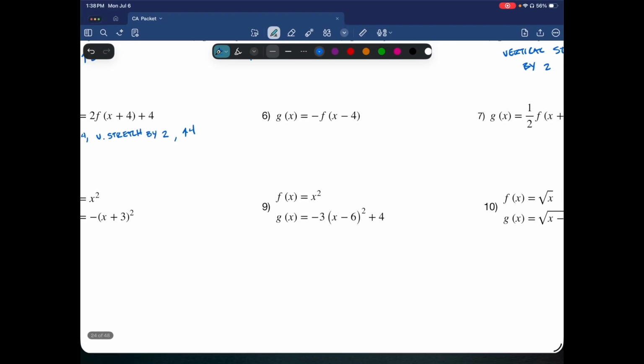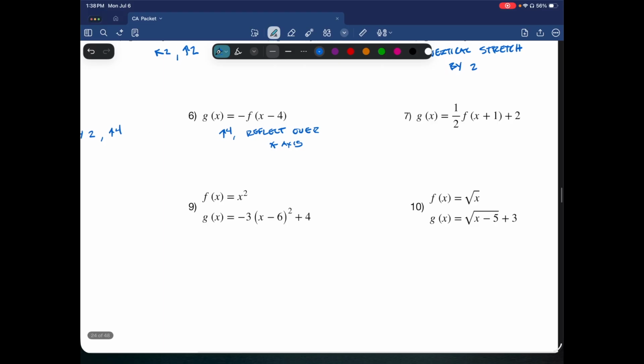On this one, we have this negative for the first time outside the function. And because it's outside the function, that means it is reflecting over the x-axis. So we got minus 4 on the inside. So the inside says up 4. And the negative says I'm going to reflect over the x-axis.